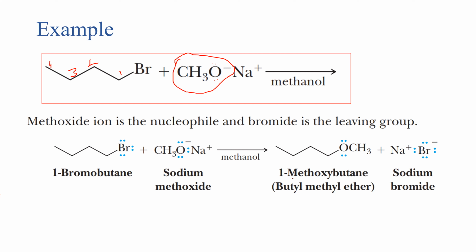And here we have the 1-methoxybutane, or its common or trivial name is butyl methyl ether. When you are writing the common name of ethers, you always write the longer chain first as the alkyl group, and the butyl methyl ether, to show that this is the class of the compound and this is the functionality. Otherwise the IUPAC name is 1-methoxybutane, and the longer chain was the 4-carbon chain. So this is the 1-methoxybutane and the sodium bromide as a product.